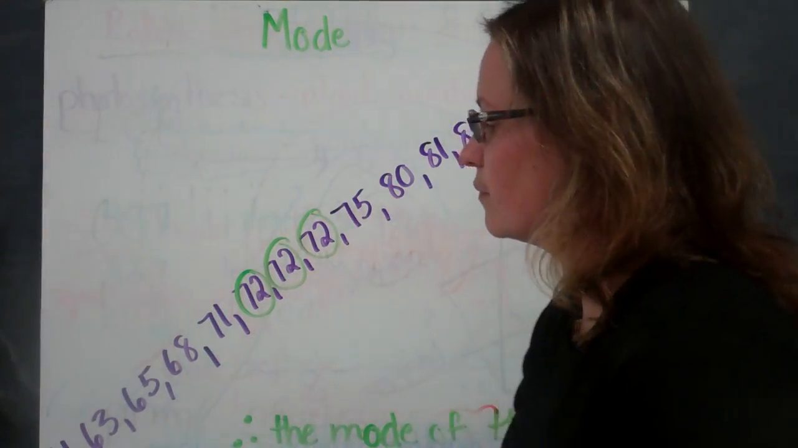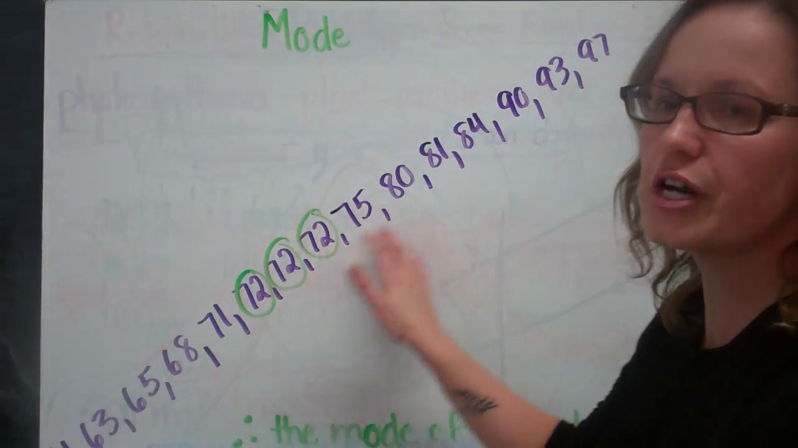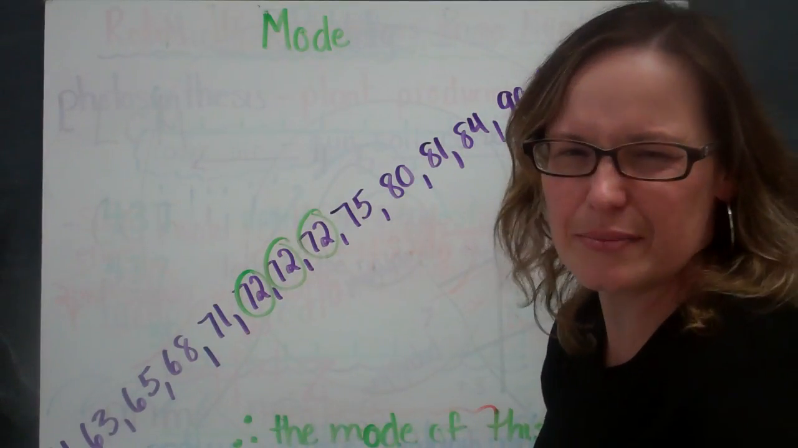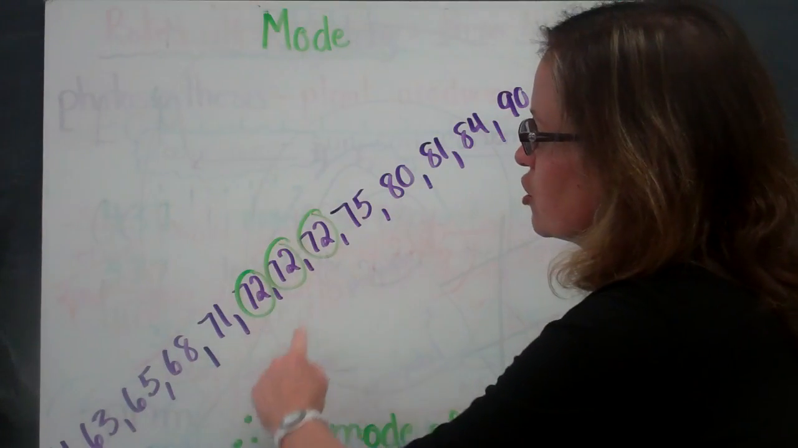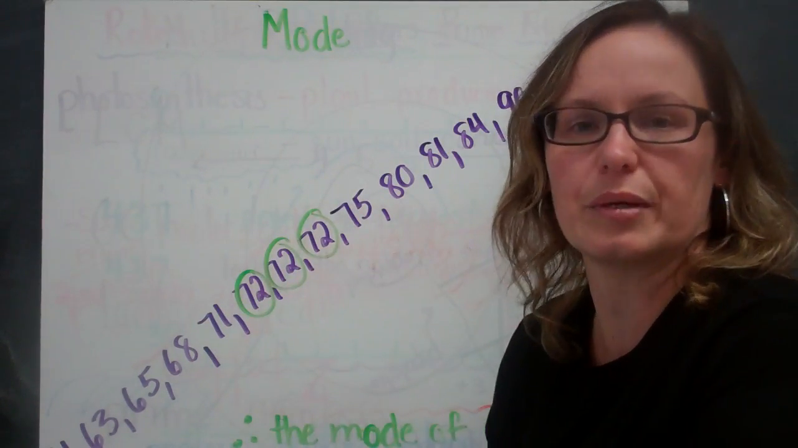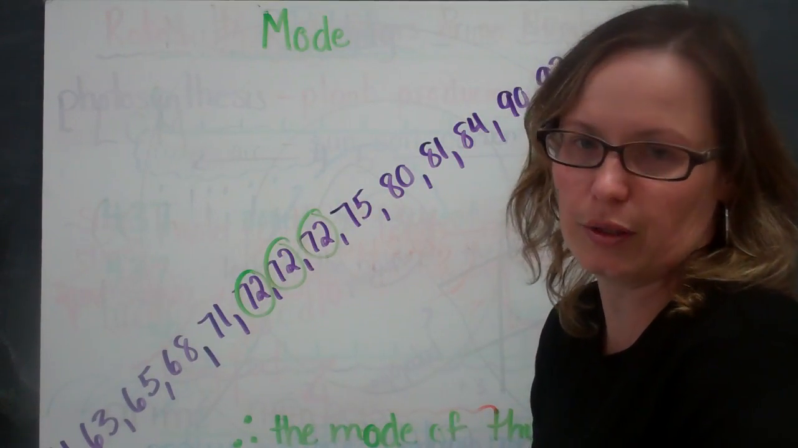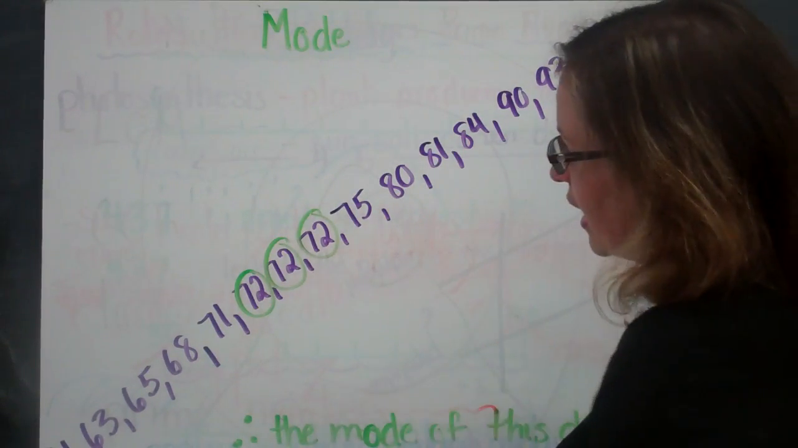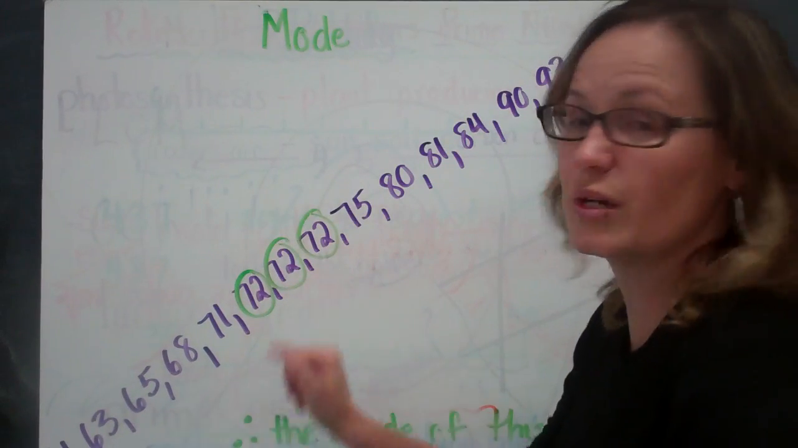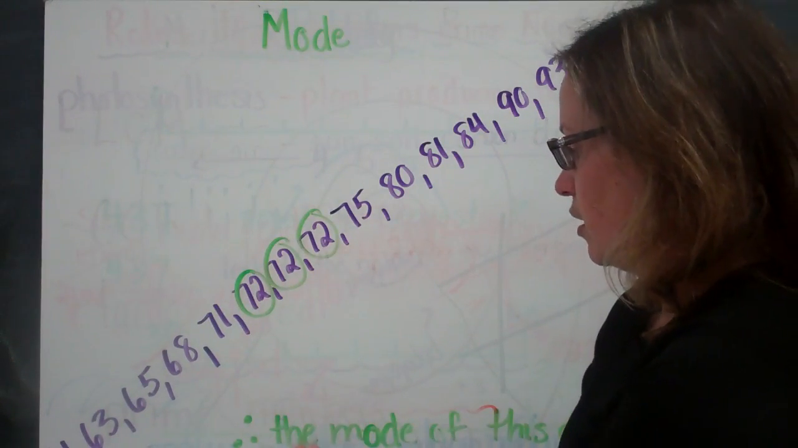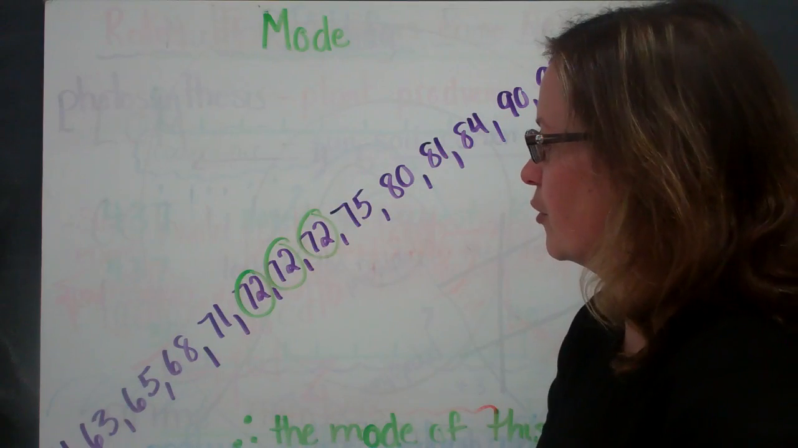Mode. You don't necessarily have to arrange your numbers in numeric order. It sometimes helps as a visual. You just want to circle any numbers that repeat, because our mode is the number that appears most frequently. So in this range of data, 72 appears 3 times. So it is our mode. Therefore, the mode of this data is 72.